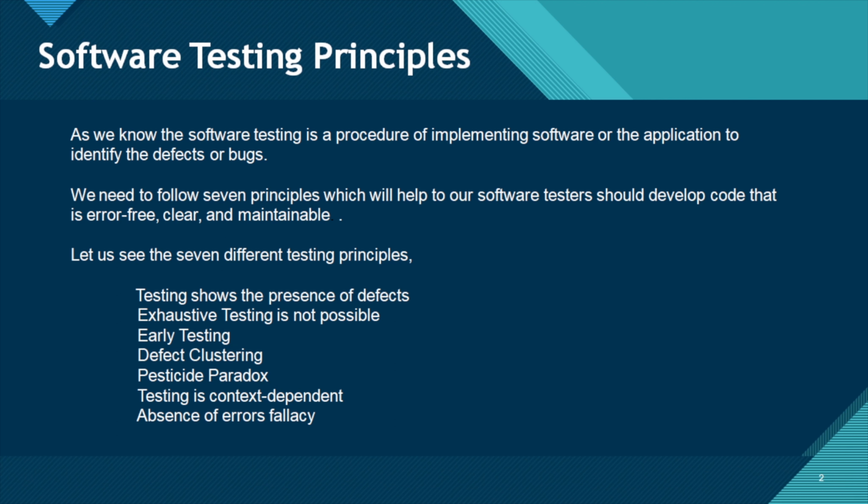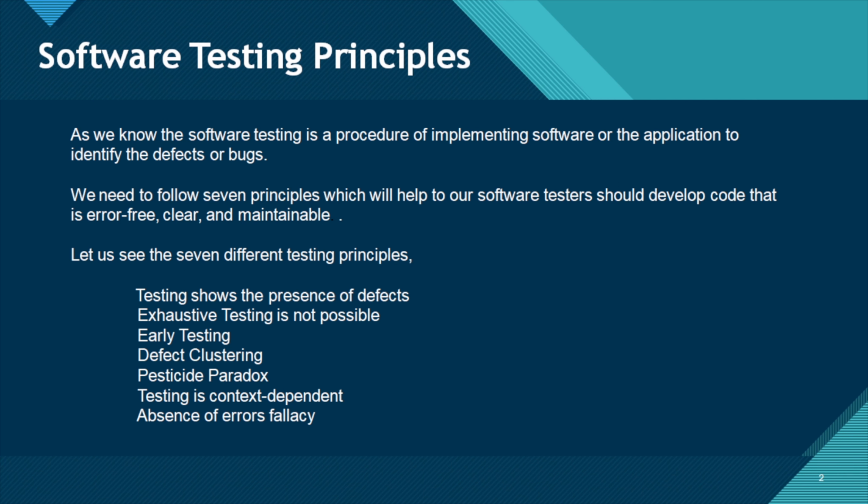In that, as we know, software testing is a procedure of implementing software or the application to identify the defects or bugs. So we need to follow 7 principles which will help our software tester to develop code that is error free, clear and maintainable. So let's see the 7 different testing principles.